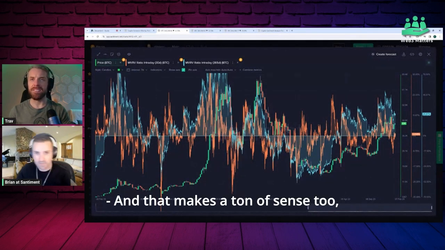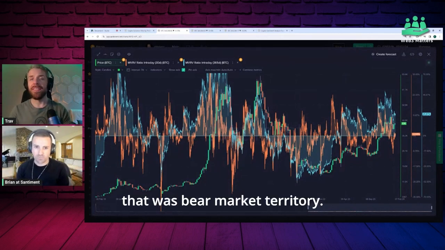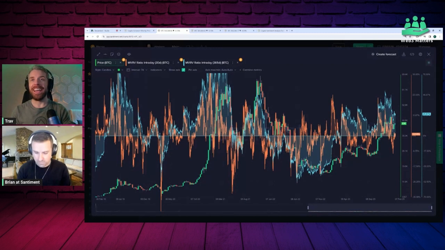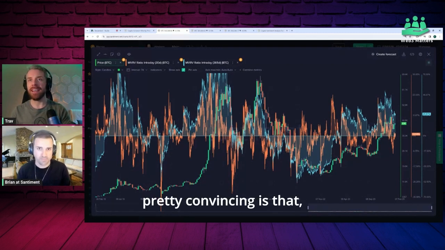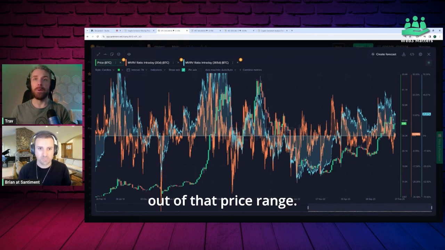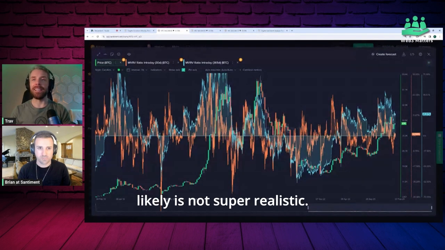And that makes a ton of sense too, because the most recent lowest lows were bear market territory. And one thing that seems pretty convincing is that we've been able to break out of that price range. So to expect it to go as low as it did back then likely is not super realistic. So that definitely clarifies.